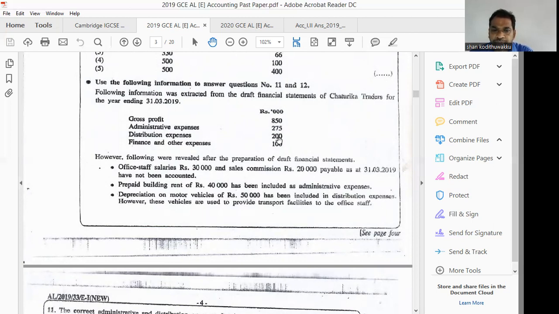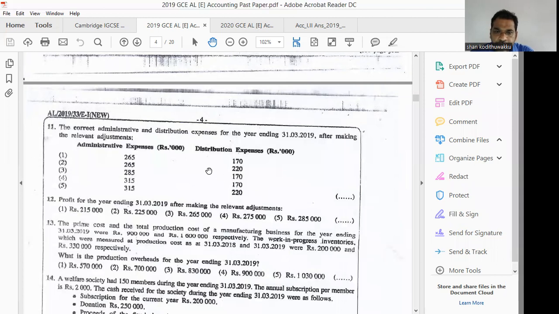Given distribution expense 200,000, we have to add another 20, then 220, and motor vehicle depreciation we have to deduct 50,000 because we moved it into administration. Therefore, 220 minus 50 is 170. 170,000 will be distribution expenses. Therefore, we reject the first three answers. We select either answer 4 or 5.